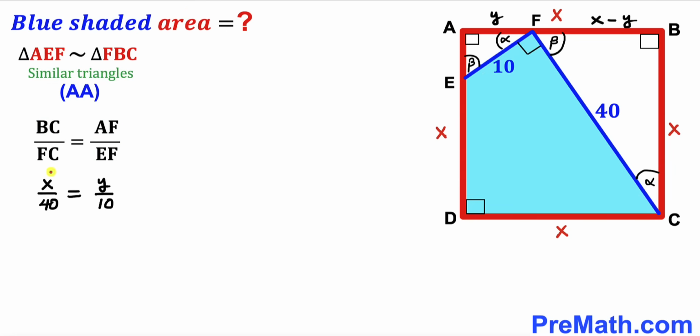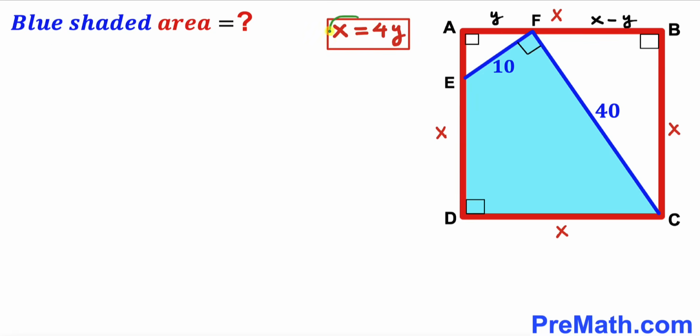And now I'm going to multiply both sides by 40. And I'm going to multiply 40 on this side as well. And here we can see this 40 and 40 is gone. So therefore, our X value simply turns out to be 4 times Y. So this X is going to become 4 times Y, and over here X is 4 times Y. So 4Y minus Y is going to give us 3 times Y.